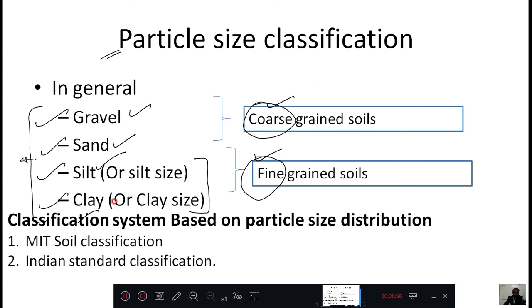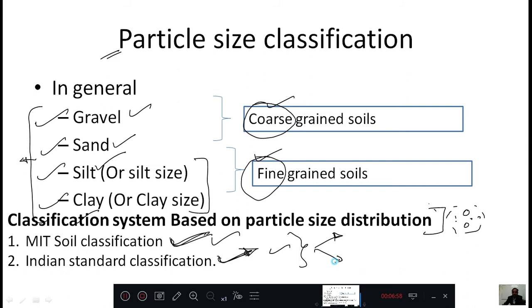Now, for this classification, we have two types: one is the MIT classification and the other is the Indian Standard classification. This is based on particle size distribution. Means by collecting the simple particles, we have our definitions, that is Indian Standard and MIT standard. But altogether, we get two different classification systems. One system is called the Unified Classification System, and the second one is the Indian Standard Classification System.